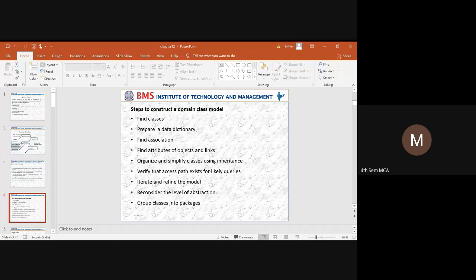There are various steps to construct a class model. The first step is, whatever the system or problem statement that we have defined, for that we need to find the classes.